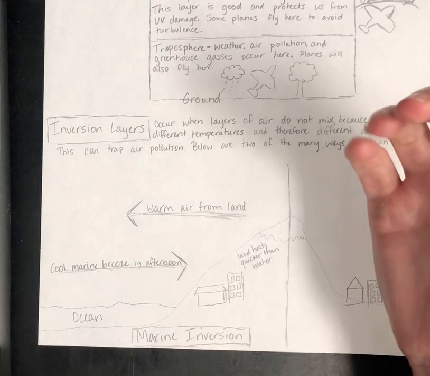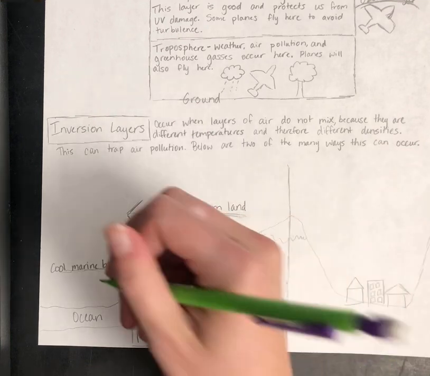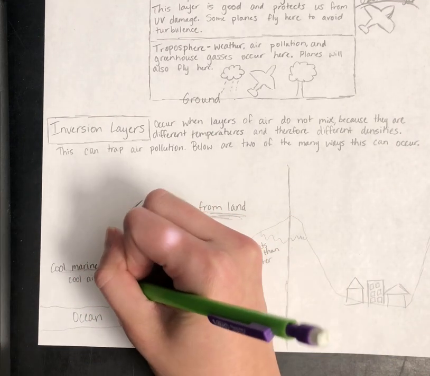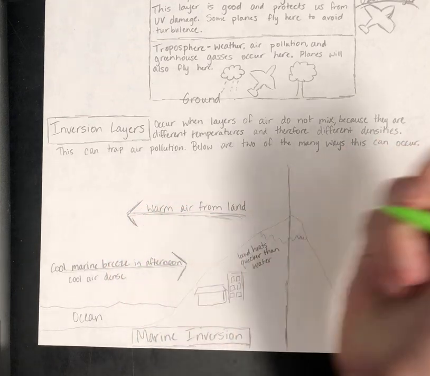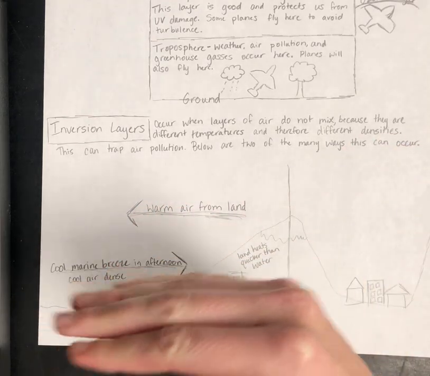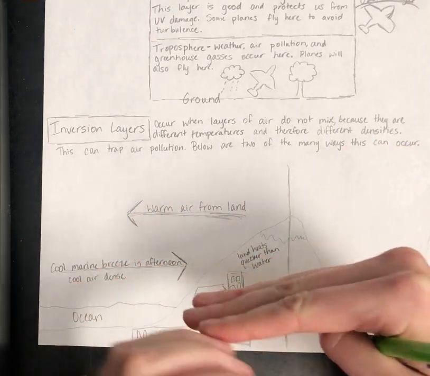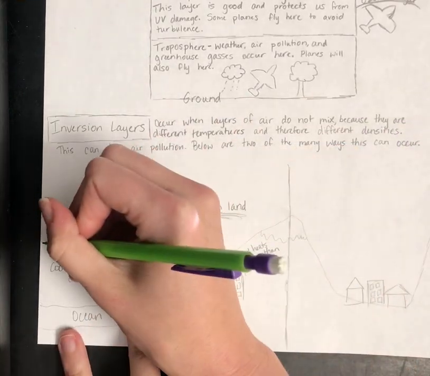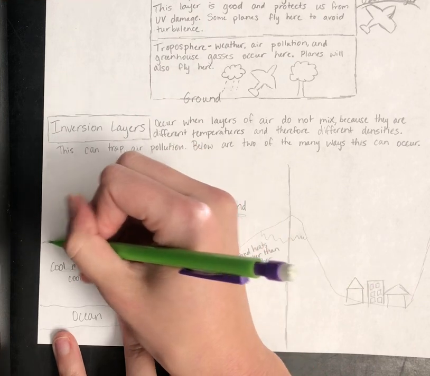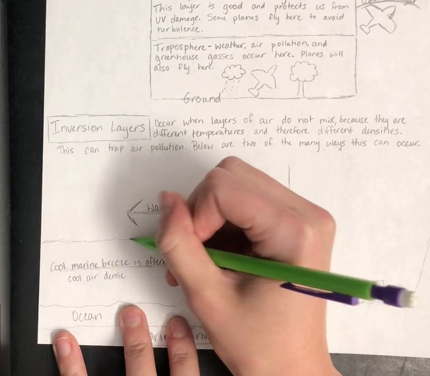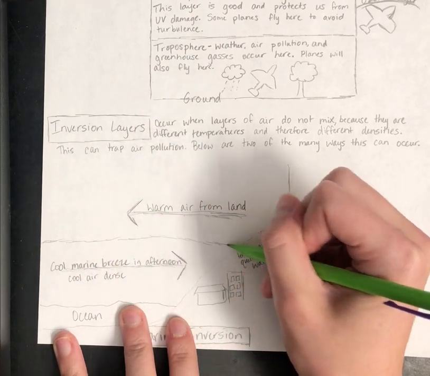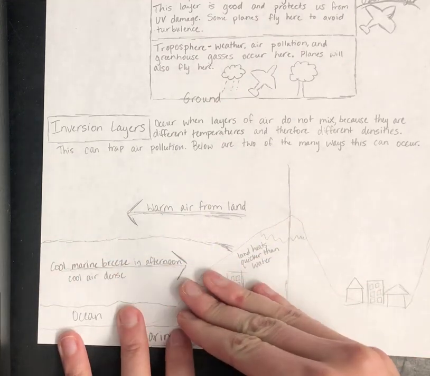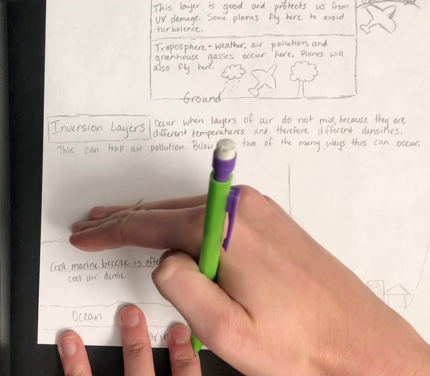So the way an inversion happens is cool air is more dense. So if it's more dense, that means it's going to be heavier and naturally go towards the bottom, and warm air is going to have to go on top of it. So it kind of forms this little, as the breeze comes in, the warm air comes and pushes that, the cool air from the ocean comes and pushes this warm air up.